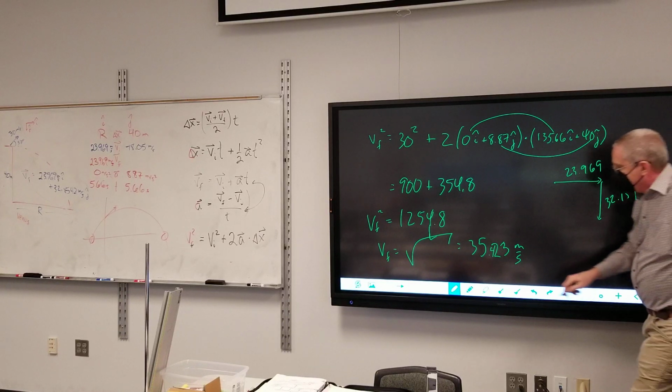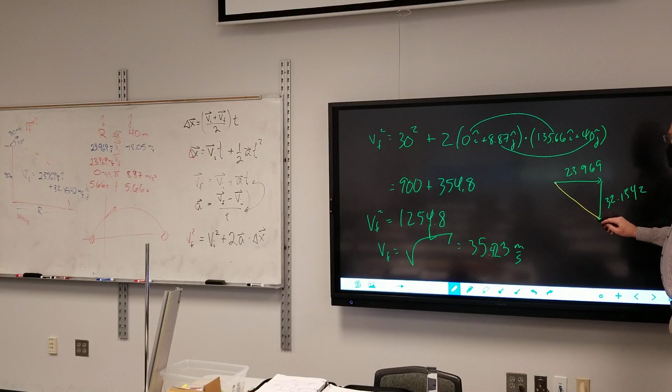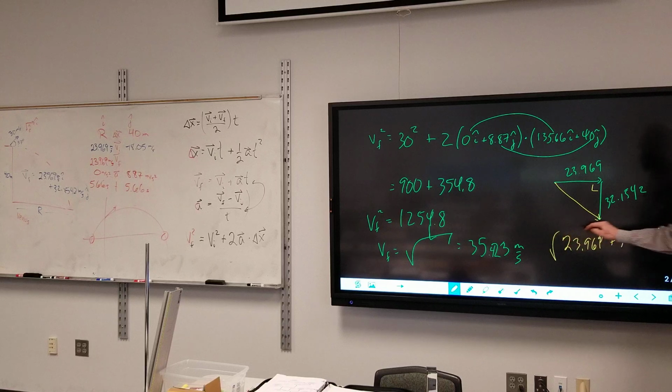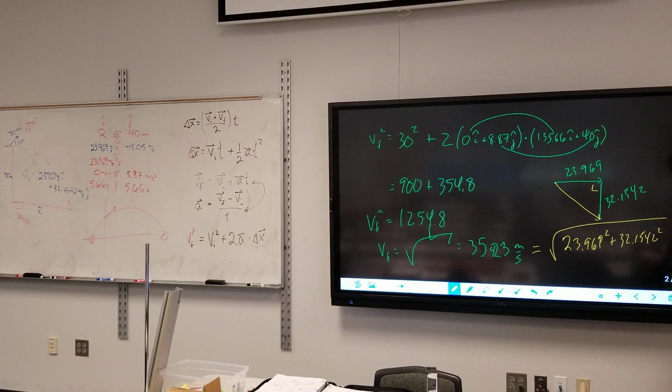My magnitude is a vector from where we began to where we ended. How would you find the magnitude of this piece? A squared plus B squared equals C squared. So hopefully 23.969 squared plus 32.1542 squared, and then take the square root of that, is equal to this. Oh, wow.